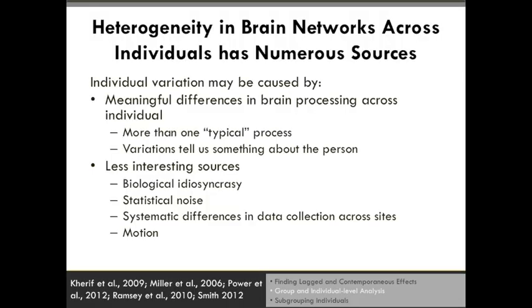Or does it tell us something about the person? Does it tell us if that person drank too much caffeine or if they have ADHD? So we want the meaningful differences. That's what we're trying to get at with our individual level analysis. What's less interesting are things such as biological idiosyncrasy, if they just have larger vein draining for a certain region. Statistical noise, which is, of course, the only thing that I can help to reduce. Systematic differences in data collection across sites. We see this with all this multi-site sharing, such as ABIDE or the Human Connectome Project. And then motion is a huge one.